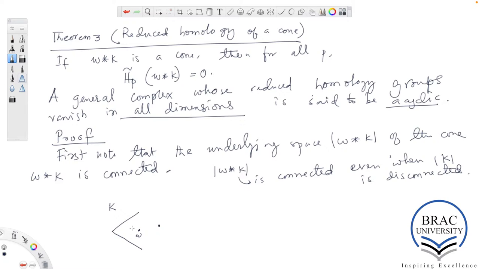Now let us try to construct the cone. The cone is a two-dimensional complex, given by this figure. This is W star K, and it's immediate that the underlying space of this two-dimensional complex W star K is connected, although the underlying space of the base of this cone, mod K, is disconnected.